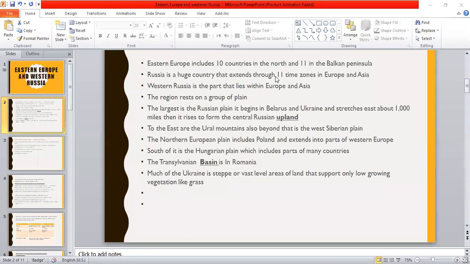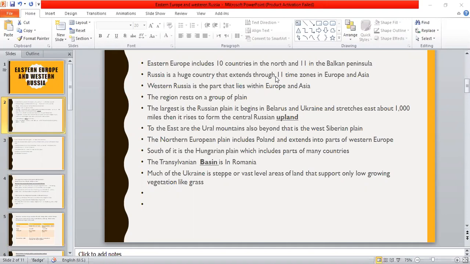We also have the Ural Mountains, which form the boundary between Europe and Asia, east of the Russian plain. The Ural Mountains are up to 25 million years old, and the northern Urals are covered in forests and some glaciers, and grassland covers the southern Urals.